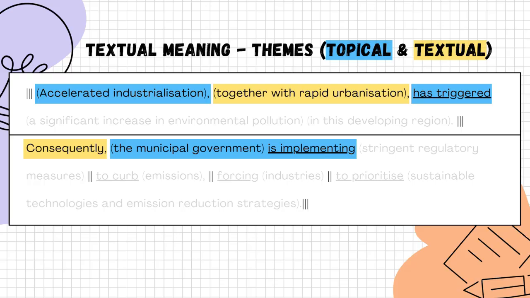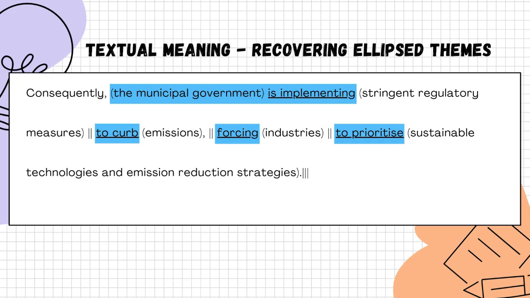In the lower section, let's also recover those ellipsed clause subjects. So it's the municipal government that's doing the implementing, curbing, and forcing. And it's industries that are doing the prioritizing.